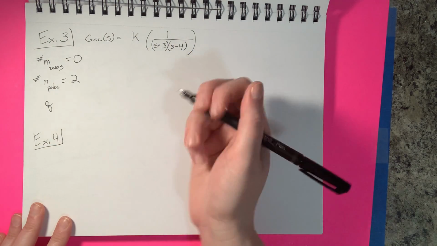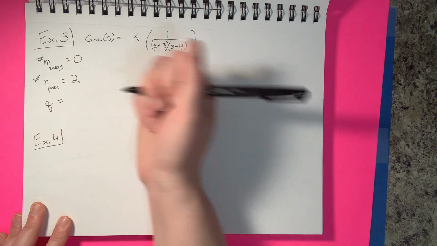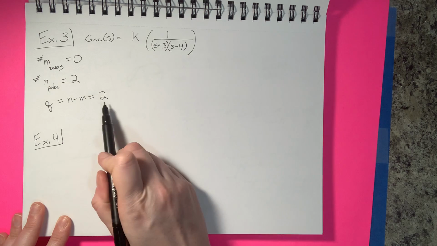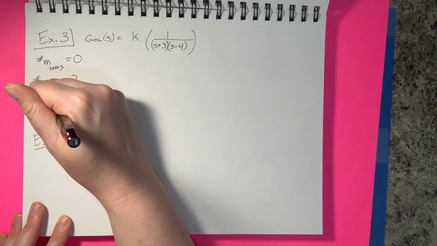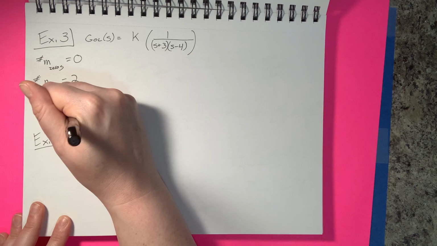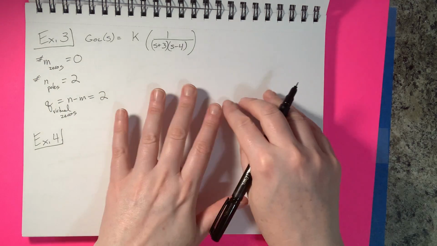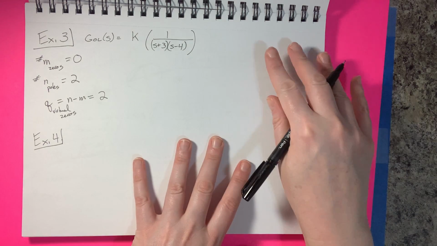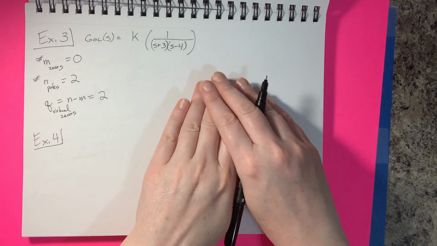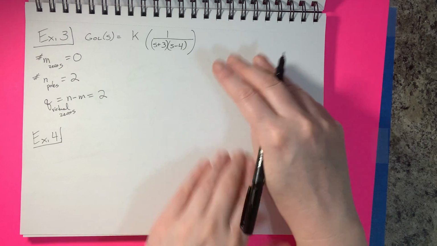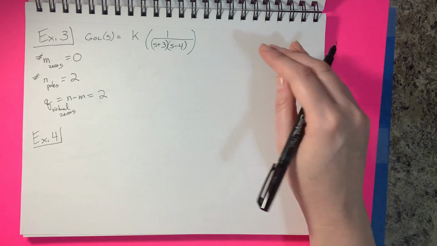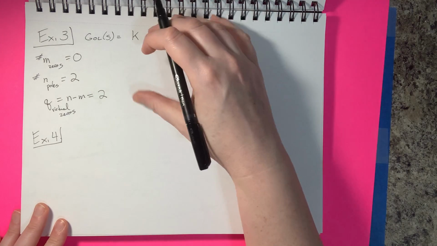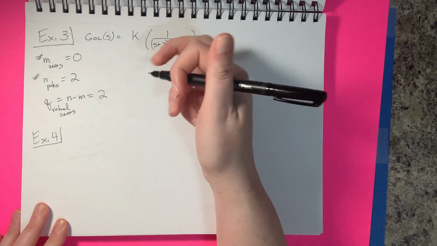For example 3, just continuing this, we'll do our q calculation, n minus m equals 2. So we have 2 virtual zeros. So we should expect to have 2 branches that reach out towards an infinite circle, like a point on that infinite circle. And they should be completely opposite of each other. They may be on the real axis, they may be on the complex axis, but we'll see. All right, so let's now solve for what our poles are.